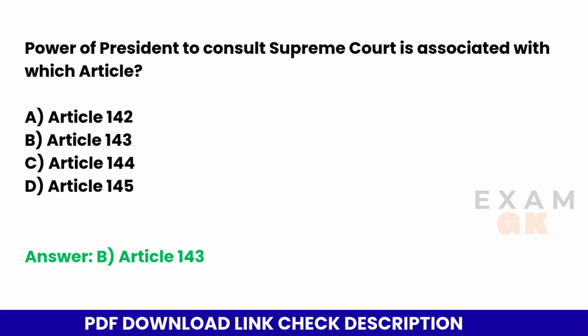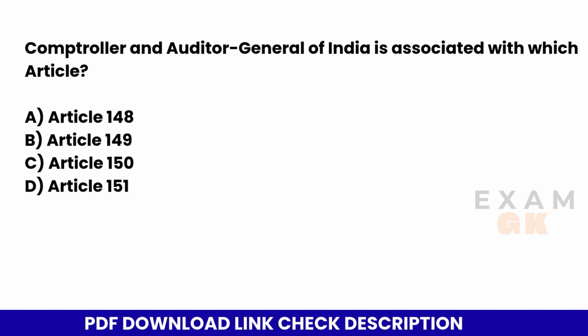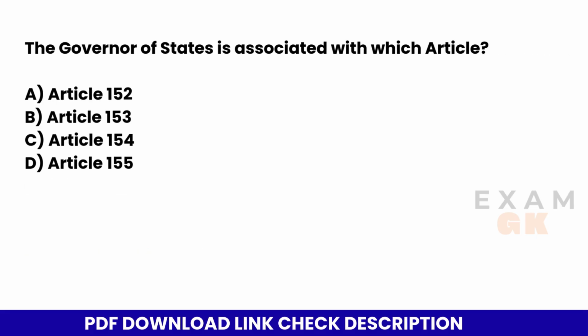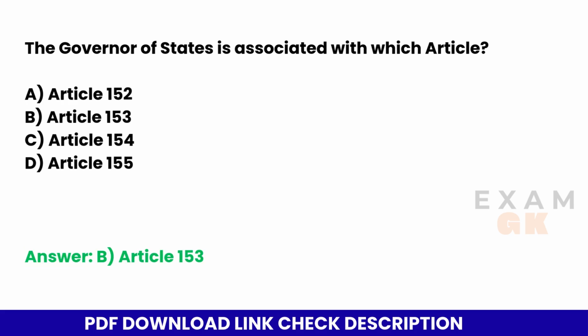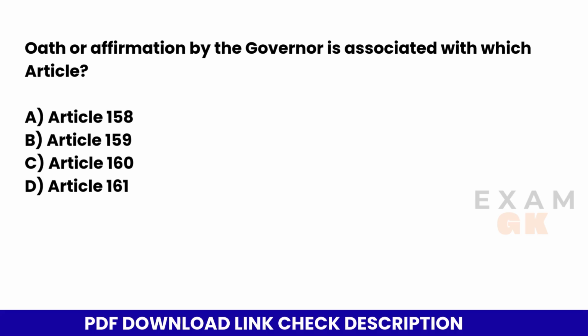Answer B. Article 143. Comptroller and Auditor General of India is associated with which article? Answer A. Article 148. The Governor of States is associated with which article? Answer B. Article 153. Oath or affirmation by the Governor is associated with which article?